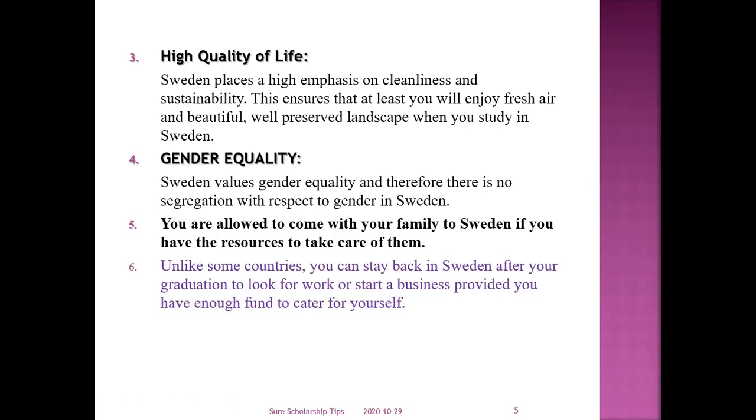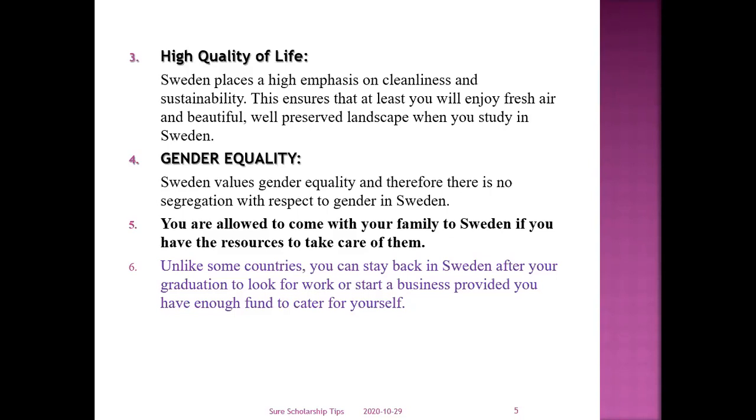Number 6, unlike some countries, you can stay back in Sweden after your graduation to look for work or start a business, provided you have enough funds to cater for yourself. Unlike the Chevening scholarship, let us assume that you get a scholarship to the UK through Chevening. If you had taken time to go through the requirements, you will see that one of them is that after your study, you are expected to go back to your country and spend a minimum of 2 years before you are allowed to come back to the UK.